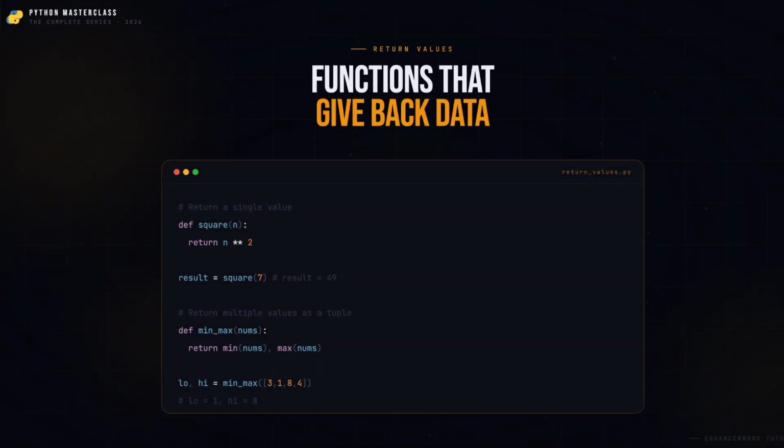The return statement is how a function sends data back to the code that called it. You can return a single value or return multiple values separated by commas. Python packs them into a tuple automatically, which you can unpack immediately into separate variables. A function without a return statement implicitly returns None. Always be intentional about what your functions return.